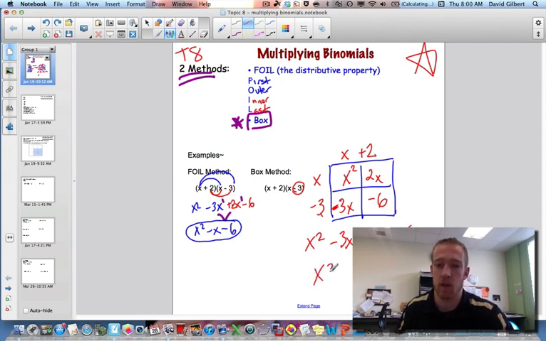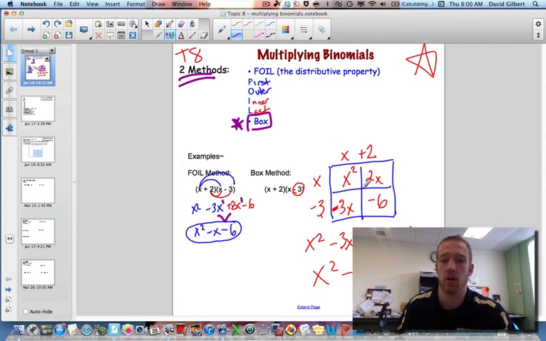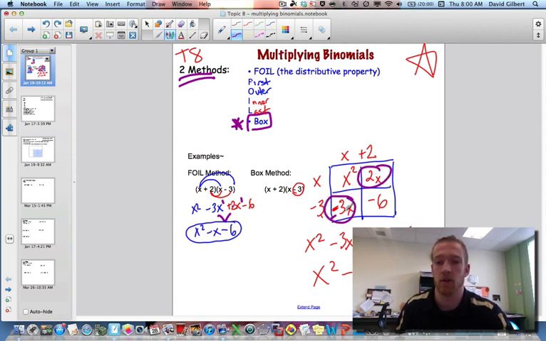Combine like terms gives us x squared minus x minus 6. If you're clever, you can notice right off the bat that you're going to be adding these. So you see the negative 3x and the positive 2x, and you see that right away they're like terms. You can skip this step and just go straight to that. That's fine. There's our final answer.